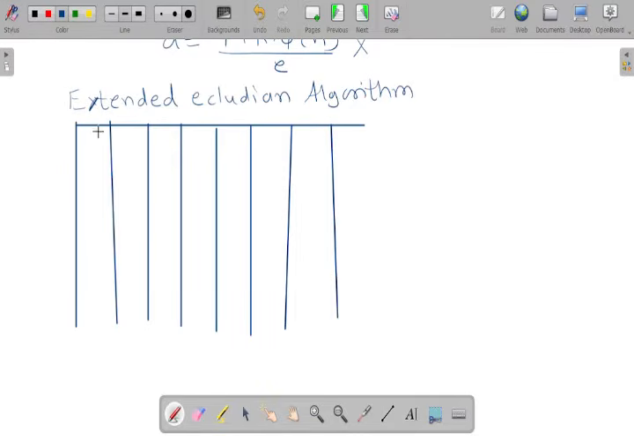So first of all, you have to take here the quotient, then the value of A, the value of B, then the remainder, then T1, then T2, and the value of your T.